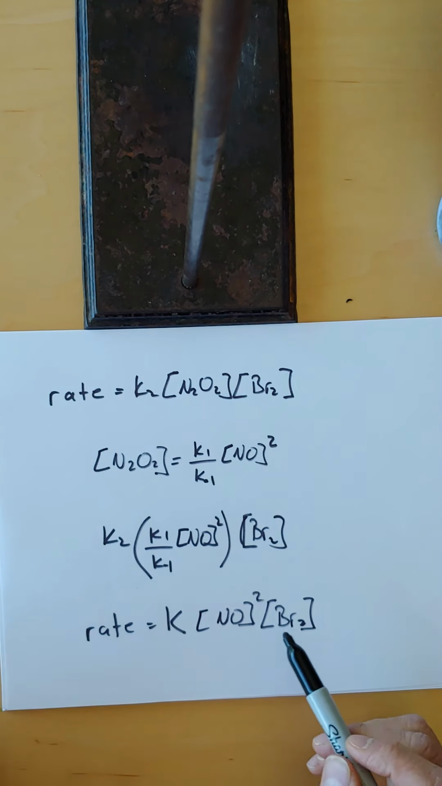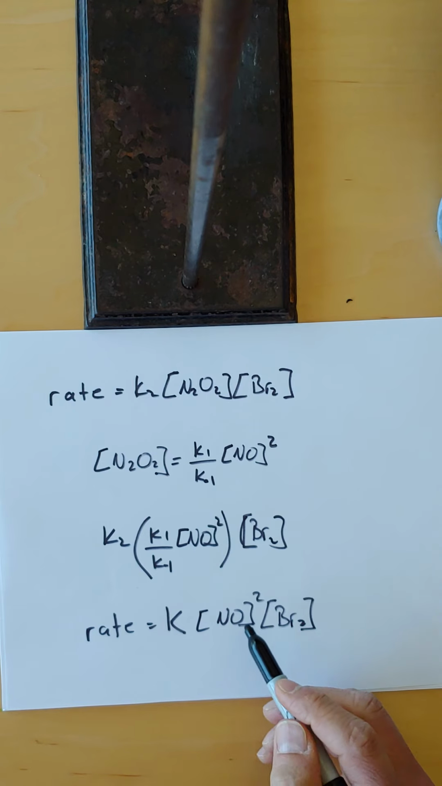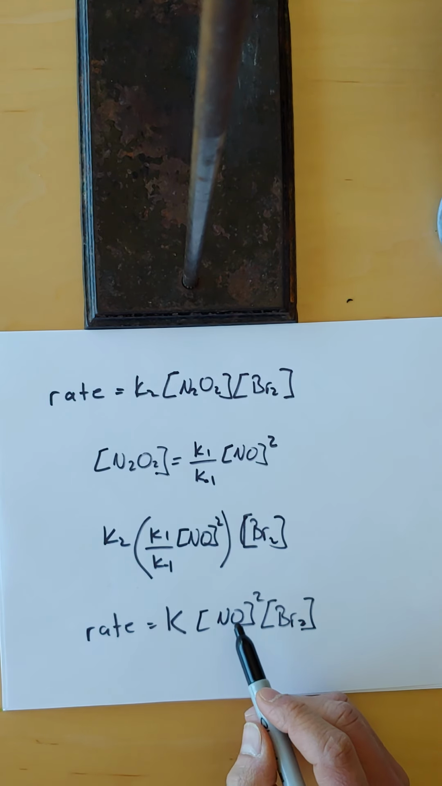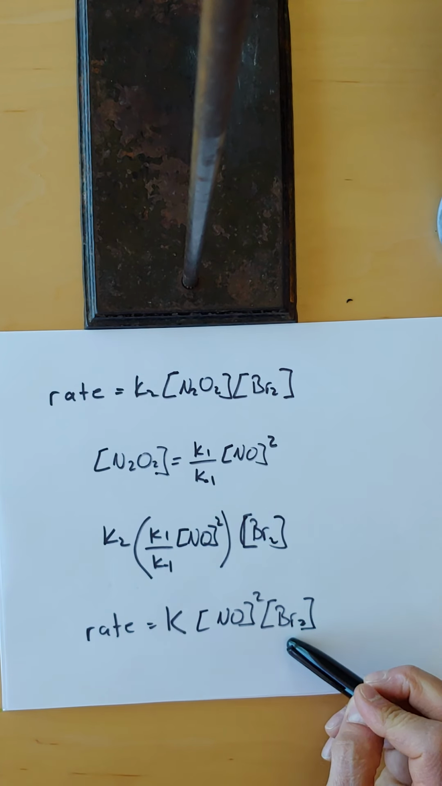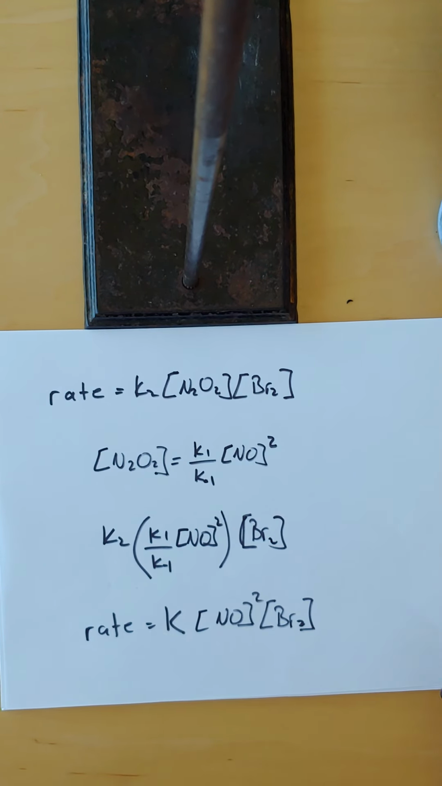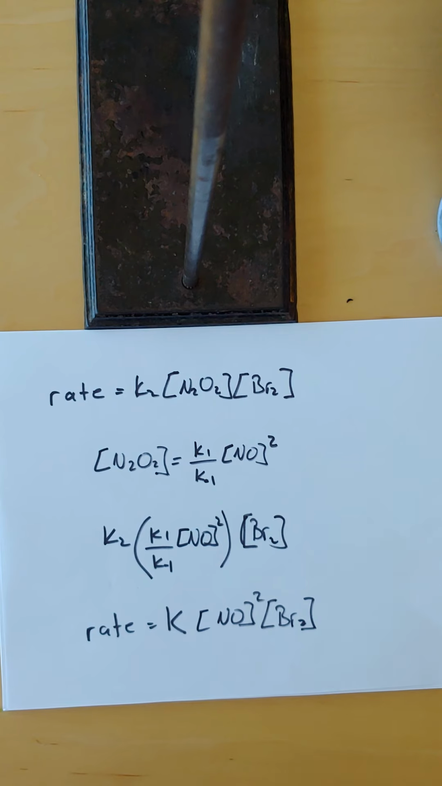Now it's dependent on my initial concentrations of my reactants, NO in the first step and the concentration of Br2 that's present in the second step. So the mechanism does yield a rate law that's consistent with the experimental one. And there are sometimes maybe more than one mechanism that leads to an observed experimental rate law. So kinetics are fun.